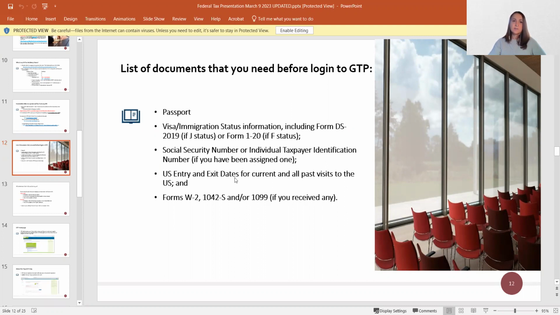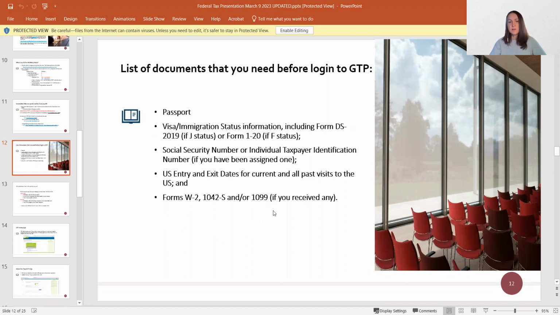US entry and exit dates will be required to confirm your residency status. Sometimes you have access to Glacier and you start working, and Glacier tells you, no, we cannot do your tax return, you have already become a resident. There is no reason to panic. You just go to the IRS website and use the IRS website software to prepare your tax returns. Okay, now we're talking about Form W-2 and 1042-S.